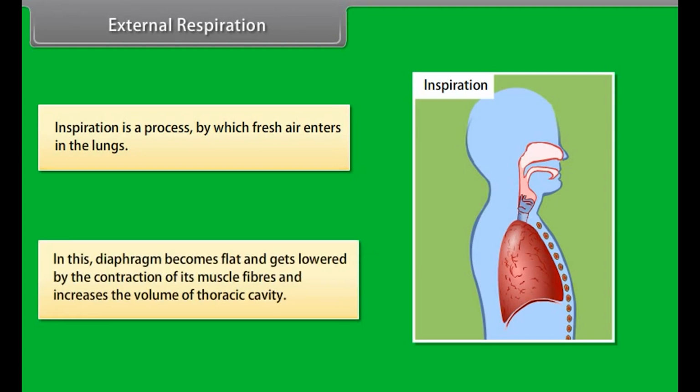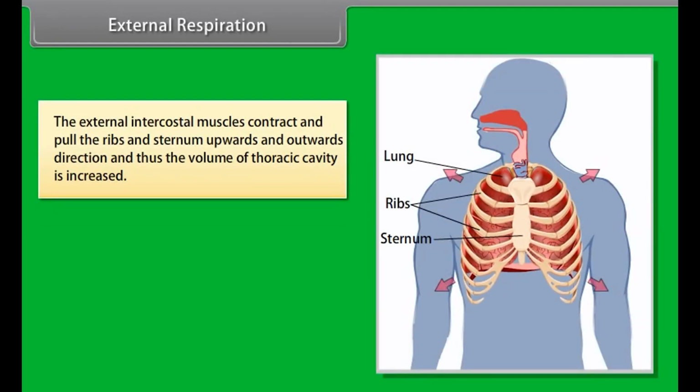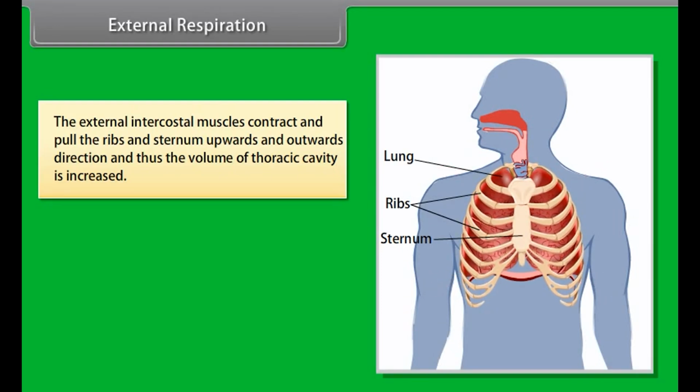In this, the diaphragm becomes flat and gets lowered by the contraction of its muscle fibers and increases the volume of the thoracic cavity. The external intercostal muscles contract and pull the ribs and sternum upwards and outwards, and thus the volume of the thoracic cavity is increased.